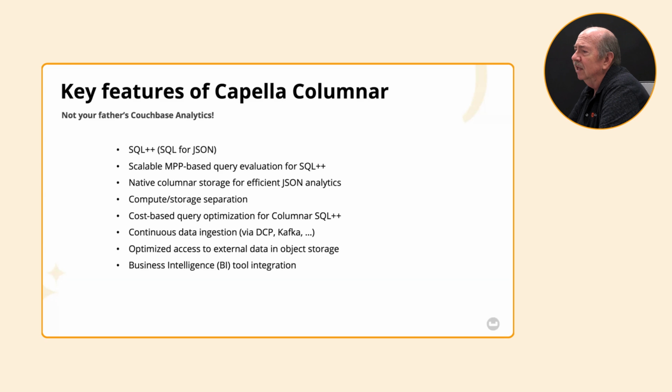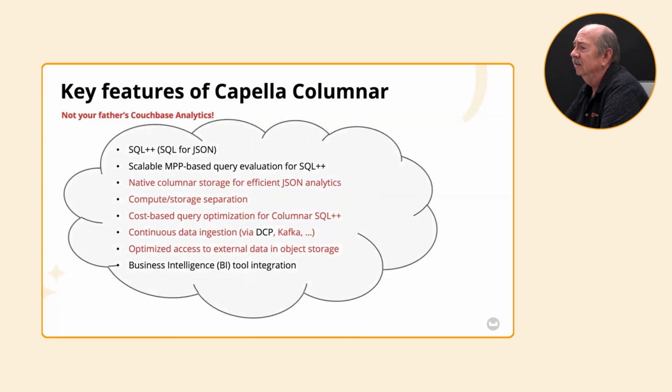And then Capella Columnar also provides new optimized access to external storage. So if you have data sitting in S3 or one of your favorite object stores, you can get access to that data. And we have some optimizations for that we'll be talking about. And then finally, increased business intelligence tool integration. Okay. So basically, this is not Couchbase Analytics rewarmed. This is a new thing. And everything you're seeing in red here is new in Capella Columnar. So these are all new features that you get when you use the Capella Columnar service. And of course, it's in the cloud.